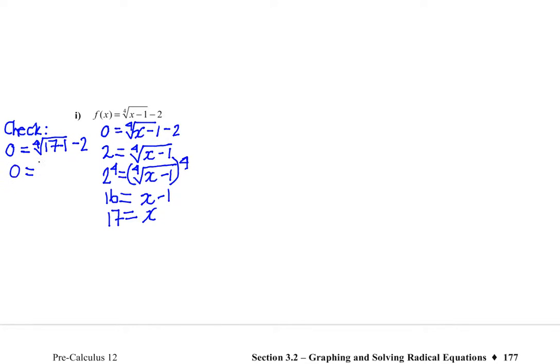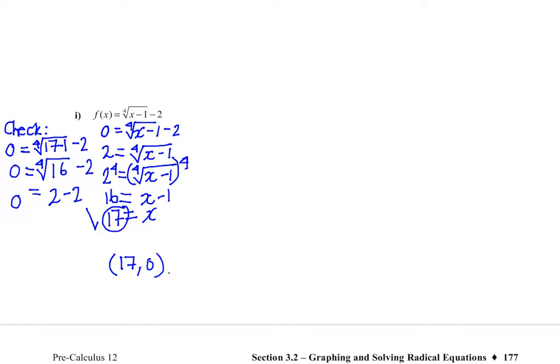And so we find that the quartic root of 16 minus 2 is 0. Let's see if this works out. So the quartic root of 16 is 2. And 2 minus 2, in fact, is 0. So this answer of 17 is correct. And I know I do my check marks backwards. That's just the way I am. So we now know that our x-intercept, the point, would be 17 and 0.